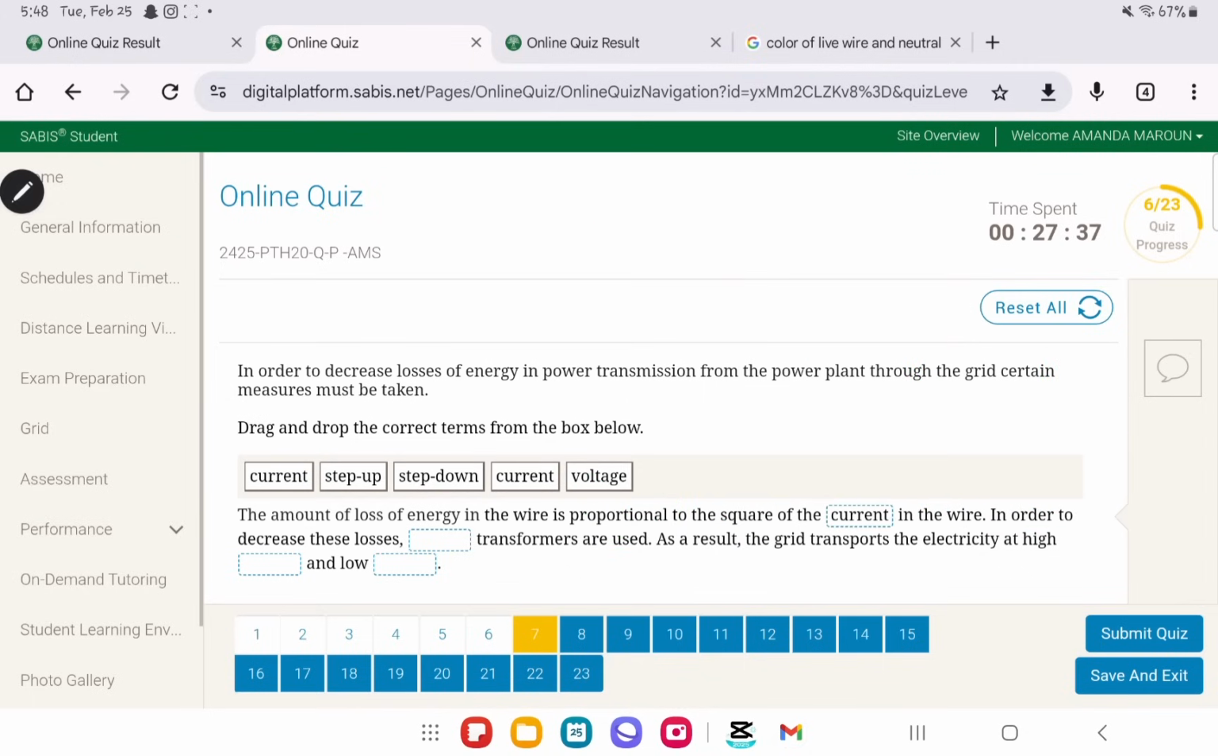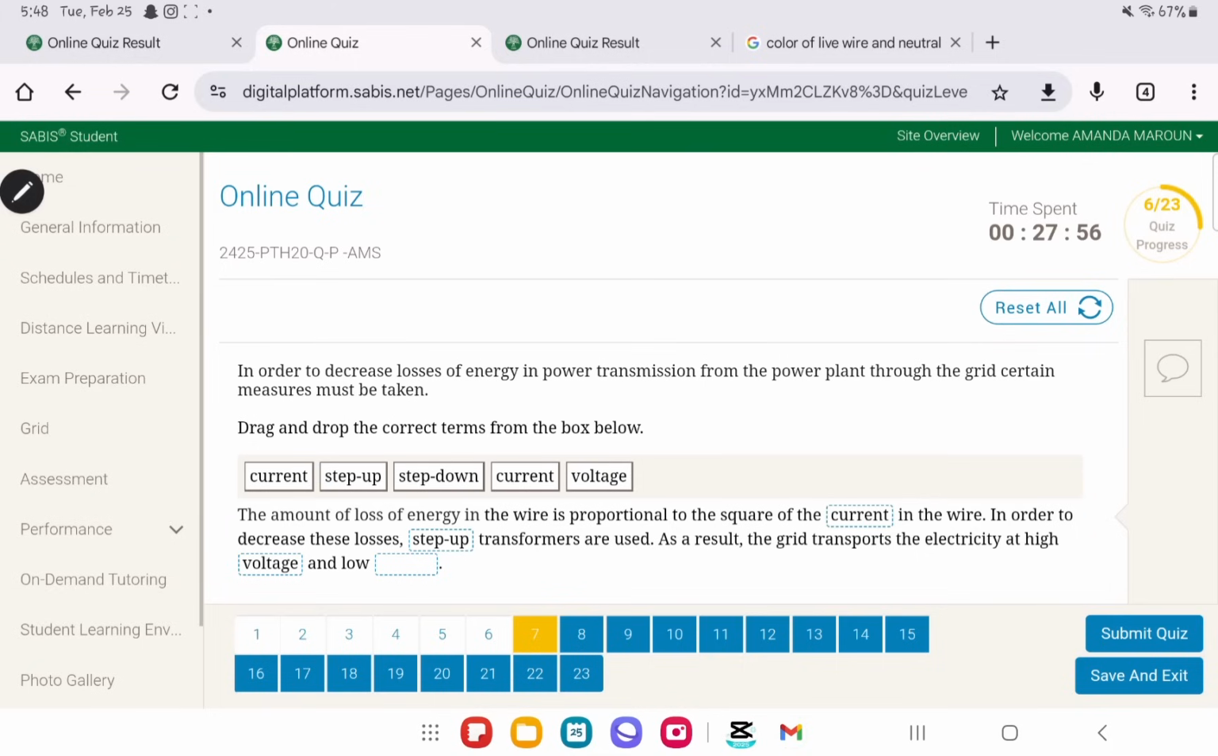Now, in order to decrease these losses, in order to decrease the loss of energy as heat, we use step-up transformers because they increase the voltage. So when they increase the voltage, what is going to happen?